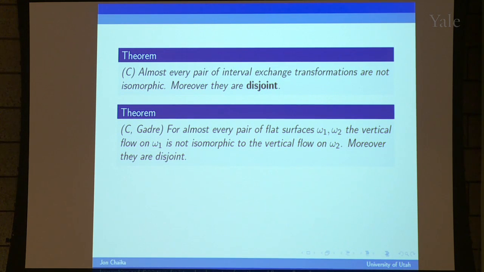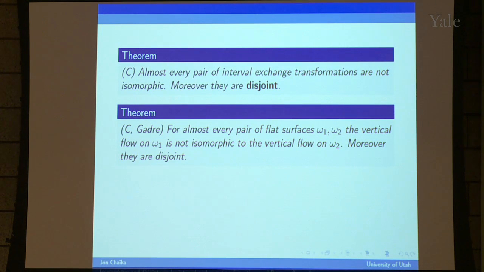Jointly with Vaibhav Gadre, we proved that the same thing is true for vertical flows on almost every flat surface. So if I take one flat surface and I take another flat surface and look at the vertical flows on both of them, chances are they're actually different. There's no measurable map that secretly sends one to the other, so that the dynamics commute.